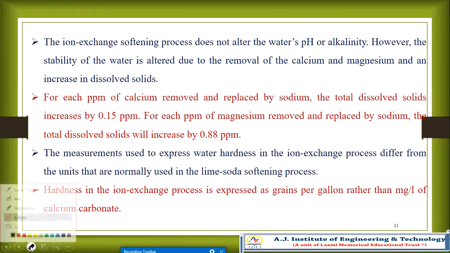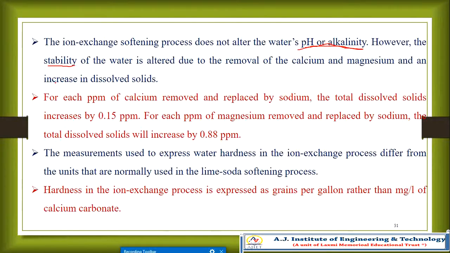Now, the ion exchange softening process does not alter the pH or the alkalinity of the water. One important thing you have to remember is that the ion exchange process, or zeolite process, will not alter the pH or alkalinity in the water. However, the stability of the water is altered.